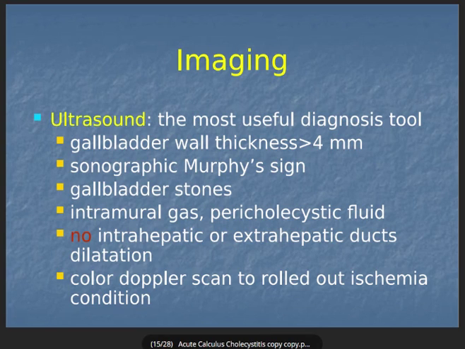You will see the stones, but you will not see the stones themselves. I will show you pictures now. What will you see? We'll leave that until the next slide. You will have pericholecystic fluid, which is fluid around the gallbladder in inflammation, which is edema of the gallbladder. So the edema will be in the wall and around it, and I will show it to you in the next picture.